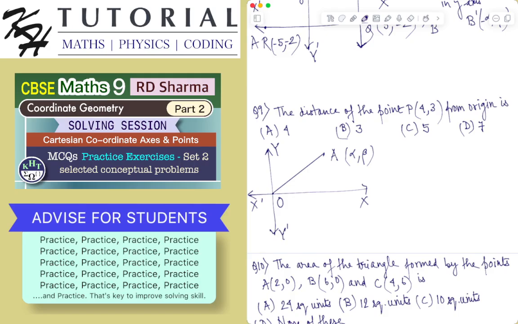What will be its distance? When you are given the coordinates of the point A, it is based on the Pythagoras theorem and the right angle triangle. You must remember this formula: the distance of any point having coordinates alpha comma beta from the origin is the square root of alpha square plus beta square. That is, OA is equal to the square root of alpha square plus beta square. But remember, this value will always be positive.